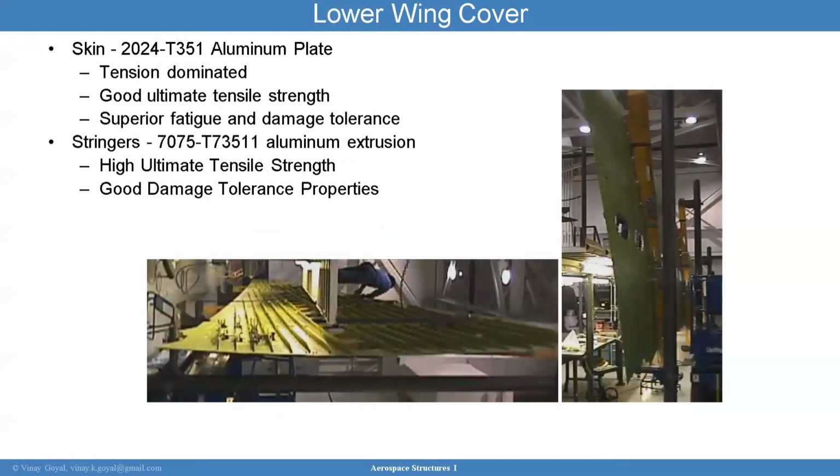The skin, 2024 T351 aluminum plate, is tension dominated. That you will use in tension dominated situations, good for ultimate tensile strength and superior fatigue and damage tolerance. And that's why it's great for that. And the stringers are aluminum extrusion, and you have a high ultimate tensile strength and good damage tolerance properties.